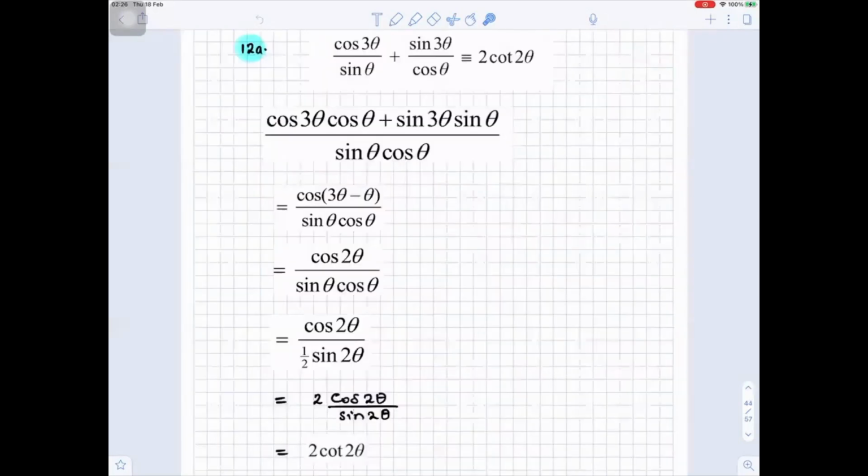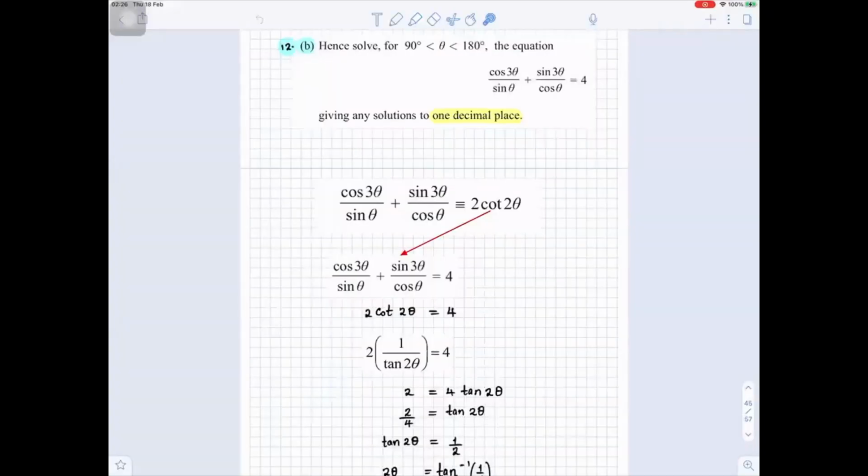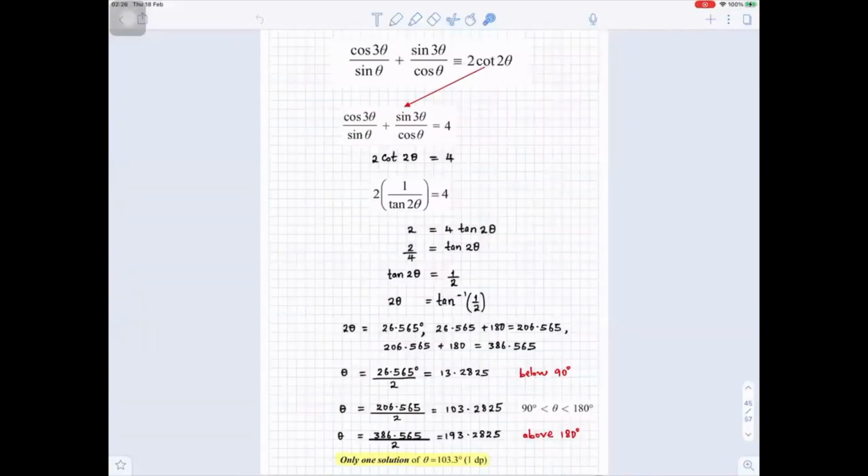That's the answer to question 12A. The first part of question 12B. And the final answer to question 12B.